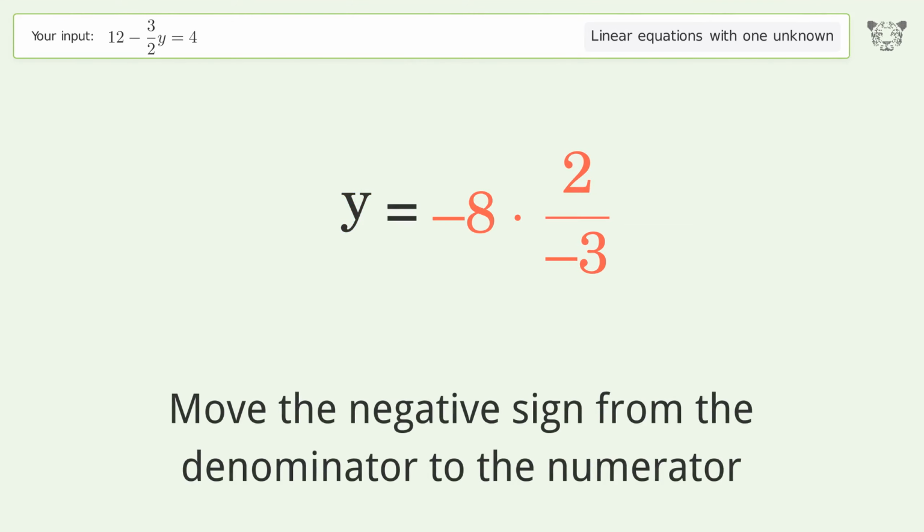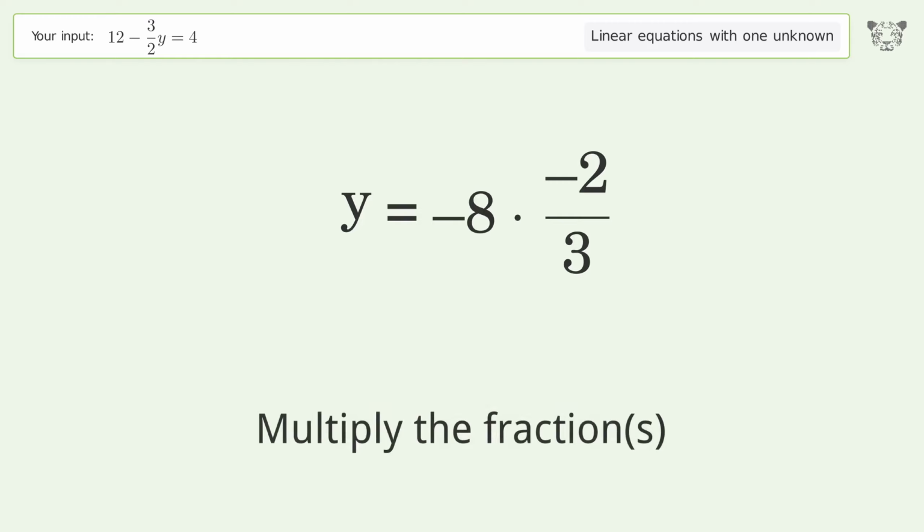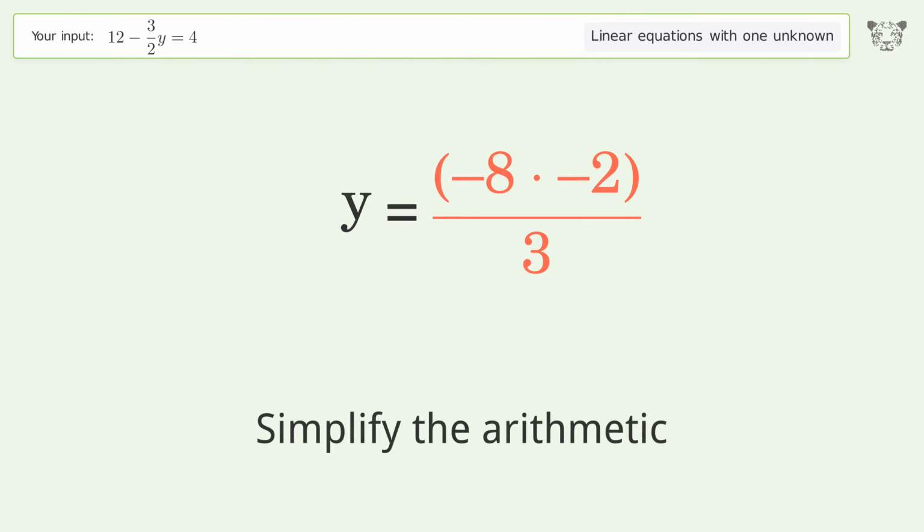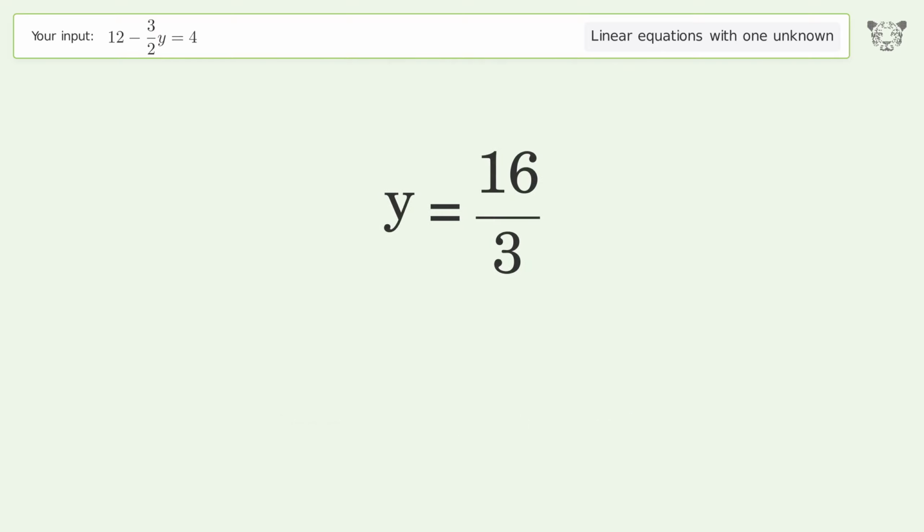Move the negative sign from the denominator to the numerator. Multiply the fractions. Simplify the arithmetic. And so the final result is y equals 16/3.